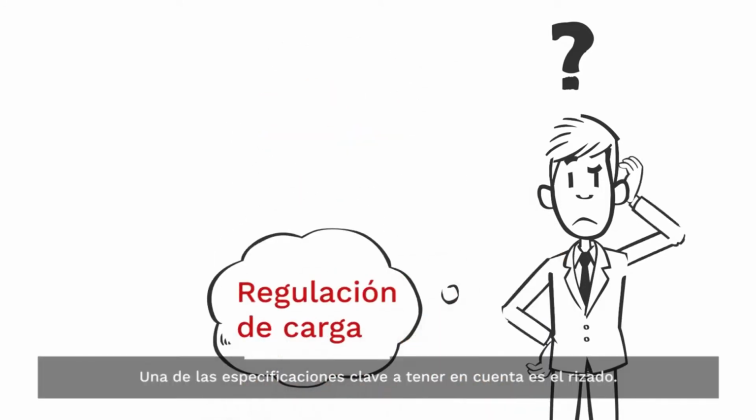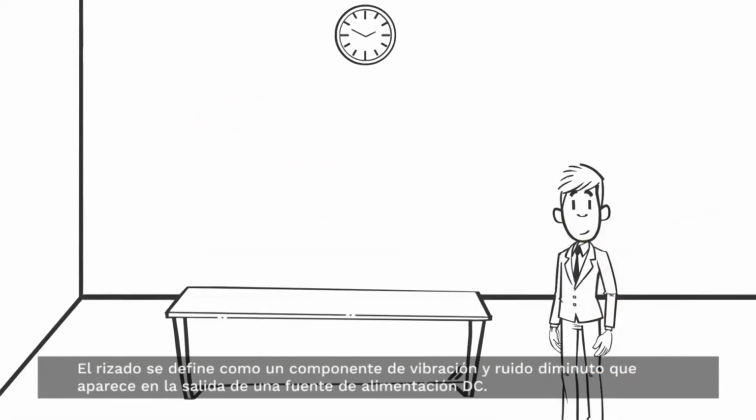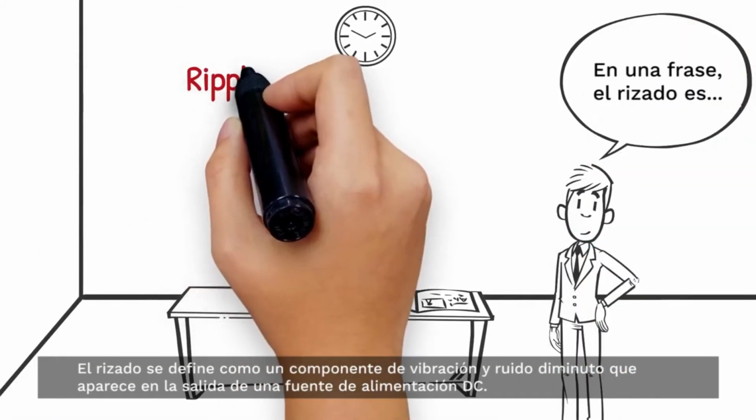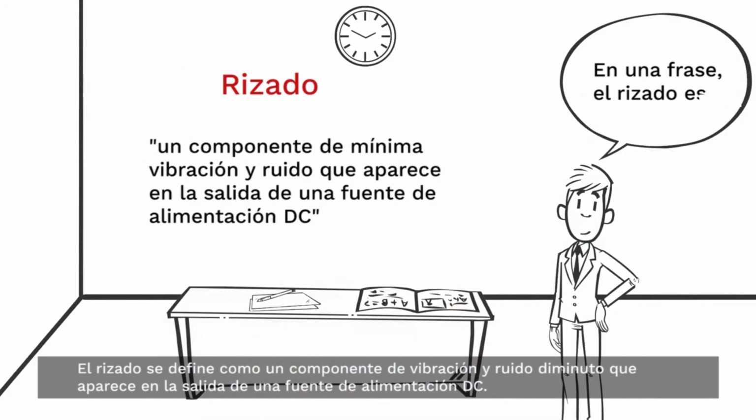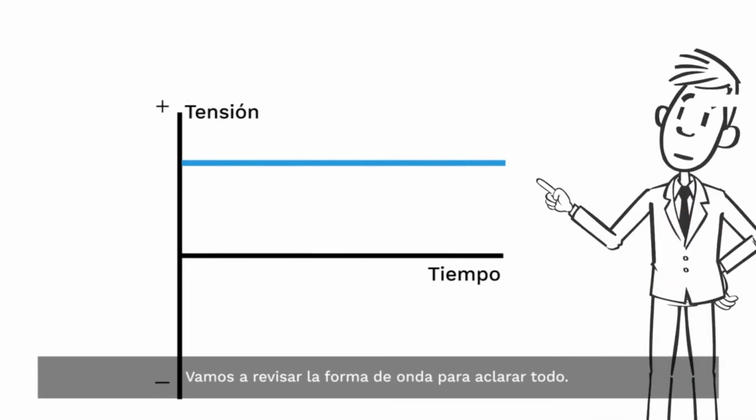One of the key specifications to be aware of is the ripple noise. Ripple noise is defined as a component of minute vibration and noise that appears in the output of a DC power supply. Let's check the waveform for the sake of clarity.